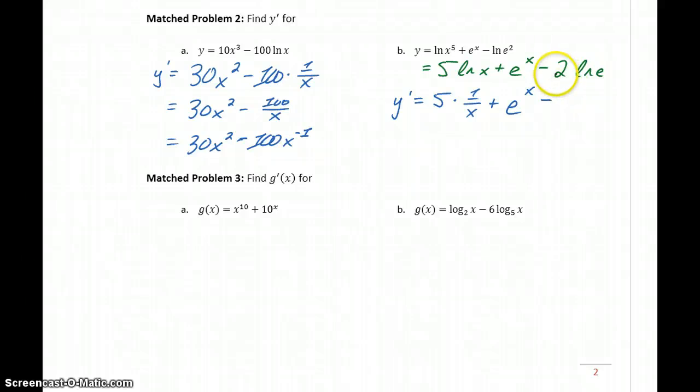And again, what's important to pick up on here is that there are no variables in this expression. So 2 is a constant, e is a constant, taking the natural log of e is still a constant, in this case actually 1. So the derivative of a constant is just 0. So our final answer here would be 5 over x plus e to the x.